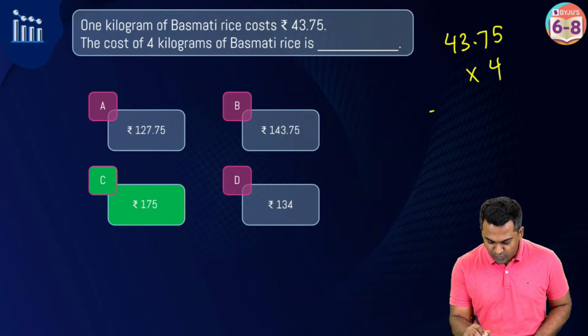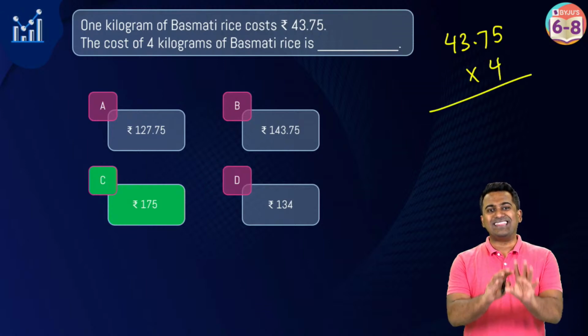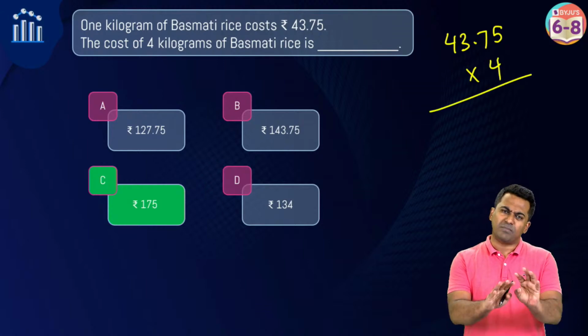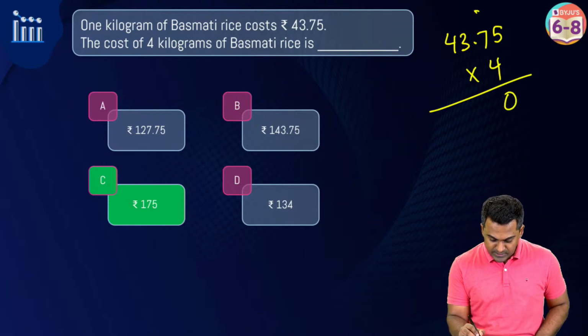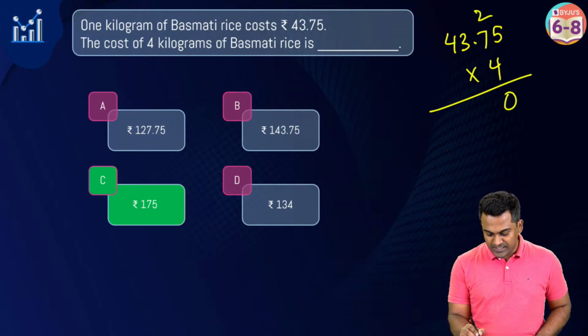43.75 multiplied with 4. Don't let the decimal point bother you for now. Just multiply as if there was no decimal point. 4 times 5, 20, 0, 2 carry. 4 times 7, 28. 28 plus 2, 30, 0, 3 carry. 4 times 3, 12. 12 plus 3, 15. 5, 1 carry. 16, 17.